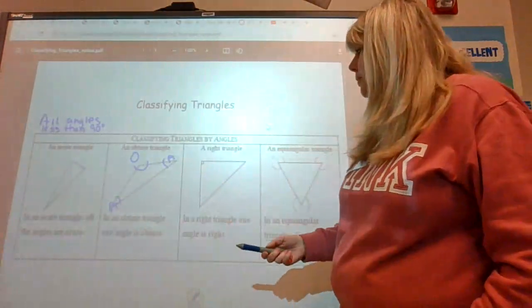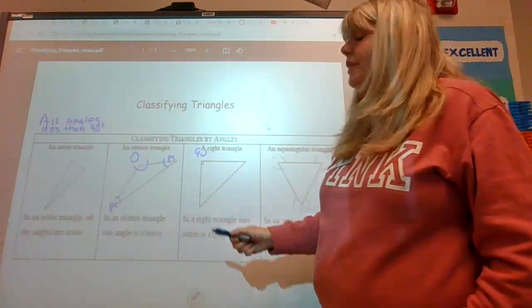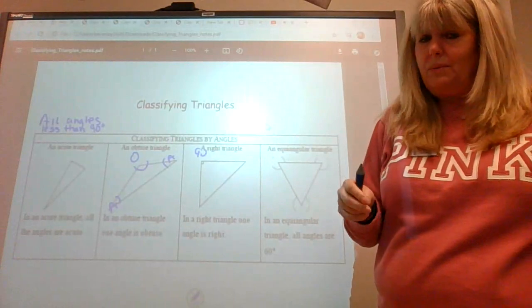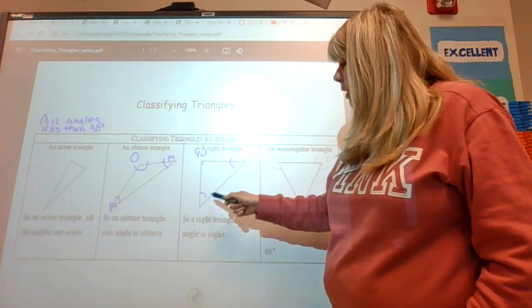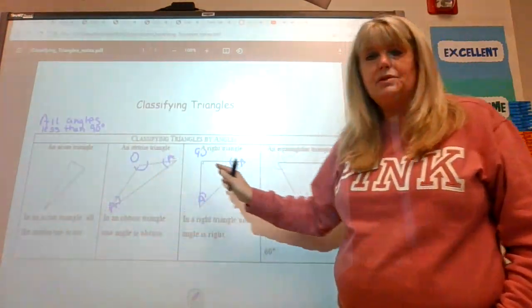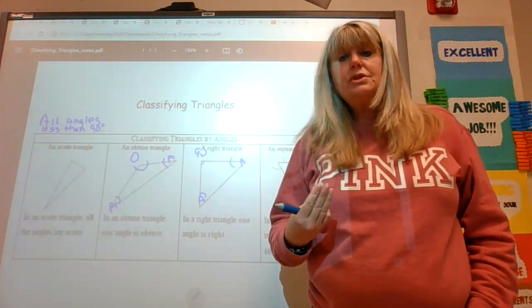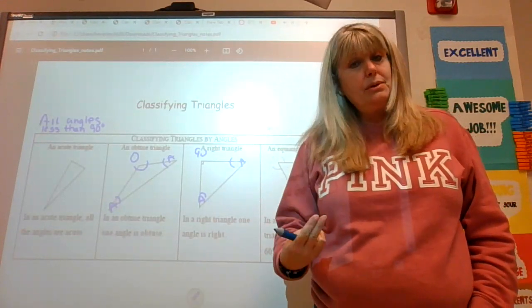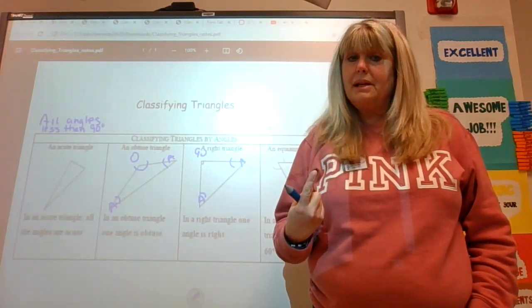The rest of them will be acute. On a right triangle, there will be one angle that will have exactly 90 degrees. And sometimes they'll put a little box in it and sometimes they won't. Sometimes we have to measure it. So when we look at it, that means these two right here are going to be acute. So just know on all of these right here, two of them are going to be acute. It's that third one that names it. So the third one is either going to name it as an acute, or it's going to name it as obtuse, or it's going to name it as a right. Two of them are going to be acute, and one of them is going to name it.